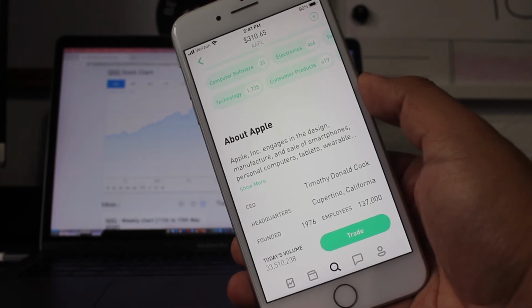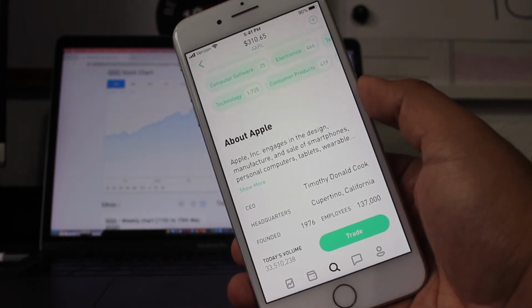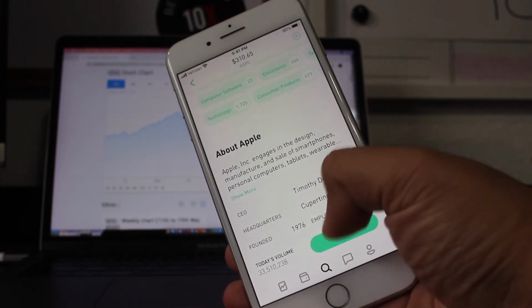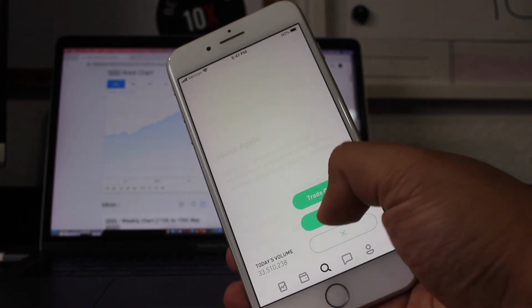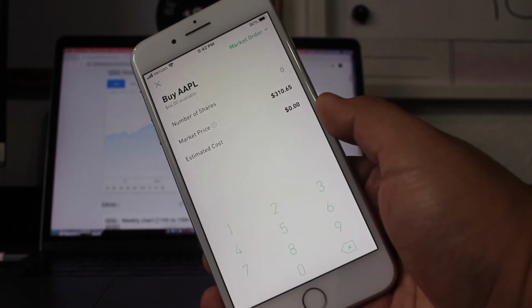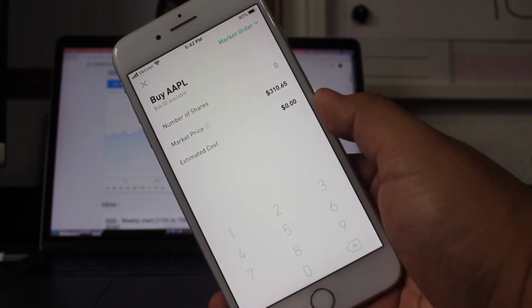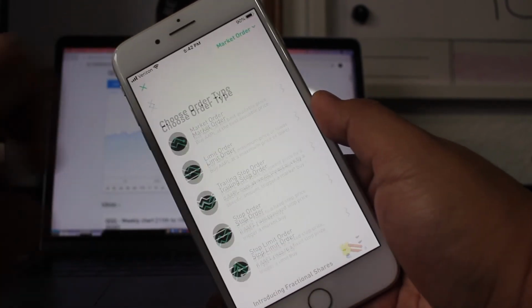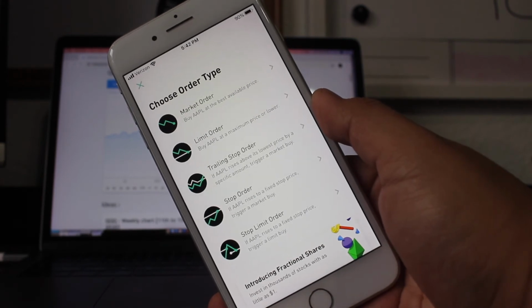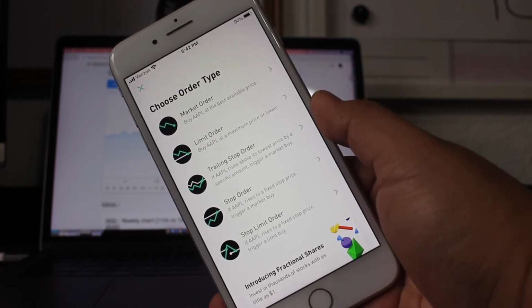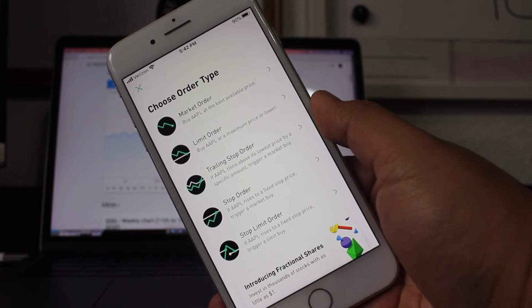Now going on to the most important part of this video is actually buying and selling stock. So at the very bottom, you do see a trade button. Once you click that, you're going to click buy, and you're going to get this page. So first of all, we're going to look at the types of orders there are. So at the top right, you see that there is a market order and also different orders. The two most important ones, which you should know as a beginner, is the market order and the limit order.